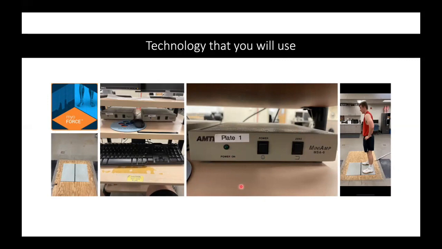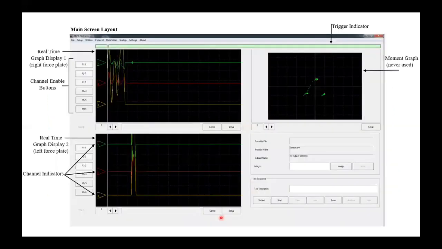Again, just to give you an idea of what the amplifiers and the desk are going to look like whenever you're interpreting the data. The next slide is going to give you an idea of what the main screen for the AMTI NetForce software is going to look like. This is interesting and important for you to be able to know and understand some of the key things that you'll be looking for. As you can see here, we have the force and moment axes. These are going to be important for interpretation.